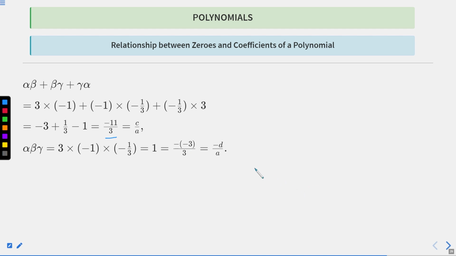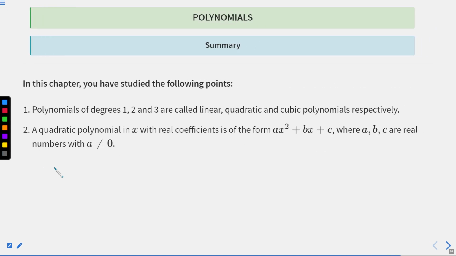Now if we take the product of these three zeros, alpha times beta times gamma, this is equal to 3 times minus 1 times minus 1 by 3, and this is equal to 1. You can write this as minus of minus 3 upon 3, and this is basically equal to minus of the constant term of this cubic polynomial divided by the coefficient of x cube, that is minus d upon a. So here verified. Now we will summarize.